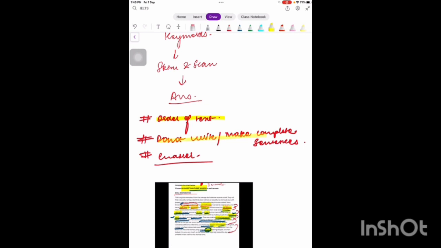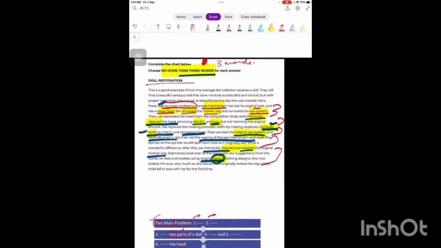We do not have to write complete sentences. It is quite easier than other ones. We just need to write it in no more than three words. These instructions need to be followed.